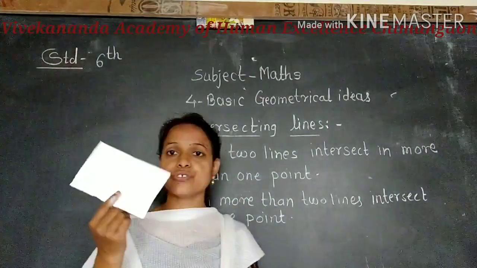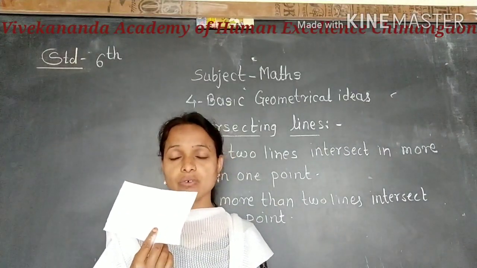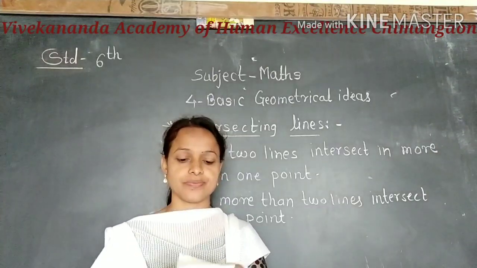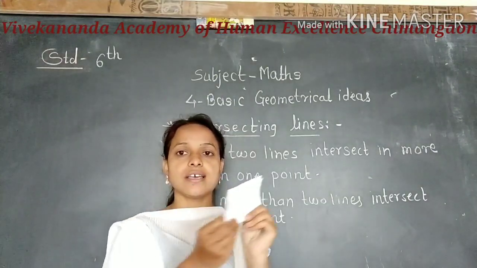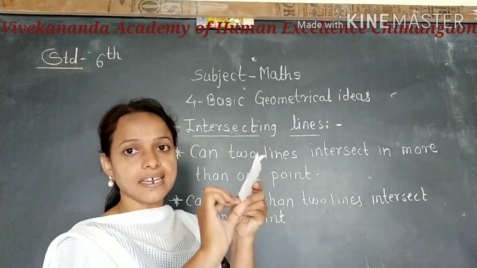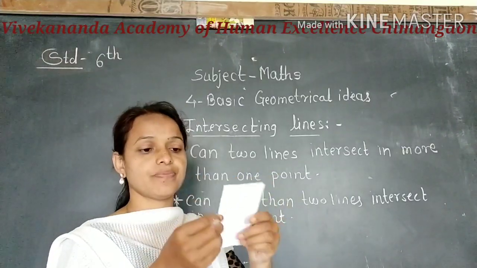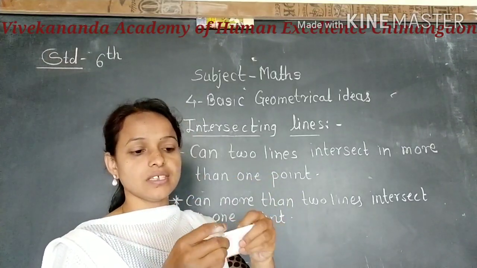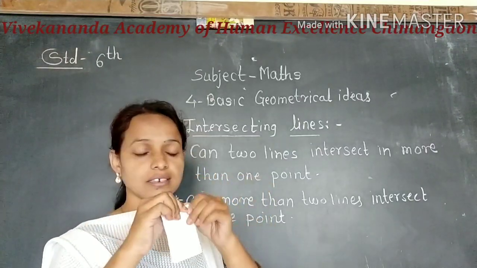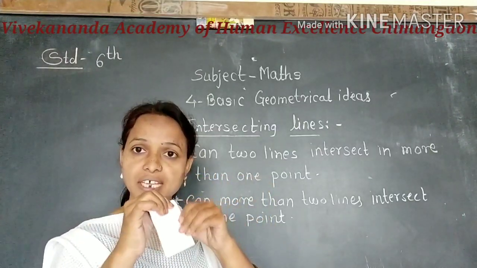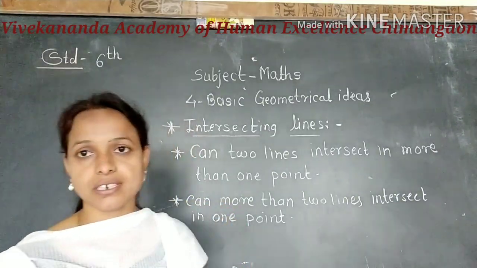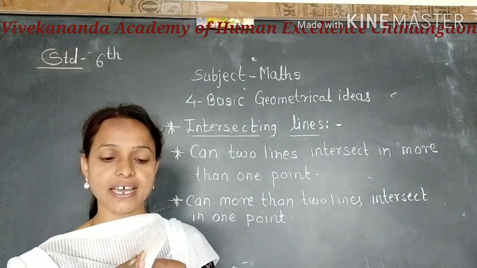See students, this is a sheet of paper. Now I will make two folds. Here I will make two folds and crease them. See, this is a sheet of paper and here I make two folds and crease them to represent a pair of intersecting lines.